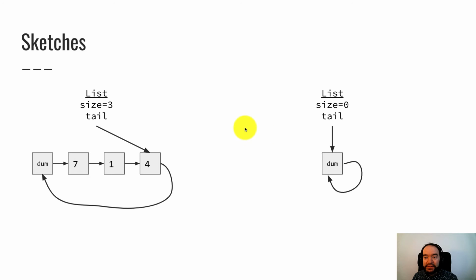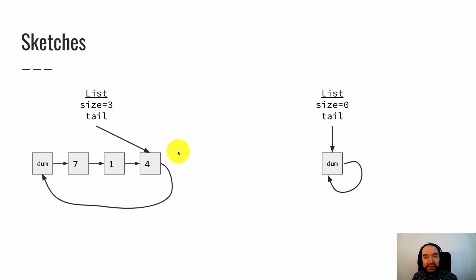Okay, so here are a couple sketches of valid linked lists using our system. Circular linked list with dummy node. On the left is a linked list with 3 elements, 7, 1, and 4. I've got the dummy node first on the left, and then the 7, and then the 1, and then the 4. Each node points to the next one to the right, and then the very last node points all the way back to the dummy. That's the circular link. And the size is 3, don't forget about the size, and tail points at the last node, the 4.